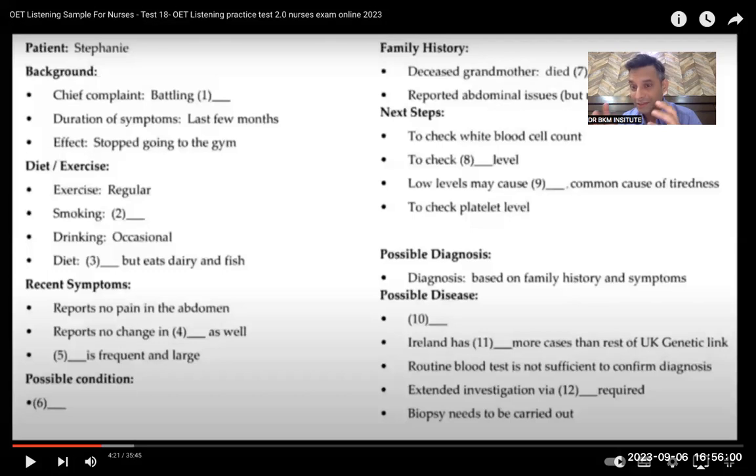Now, bowel movements. If by chance you are unable to understand the patient's accent, you can still listen to the other person, or the doctor, who is also repeating. So don't worry, don't worry. Just keep yourself calm and composed.